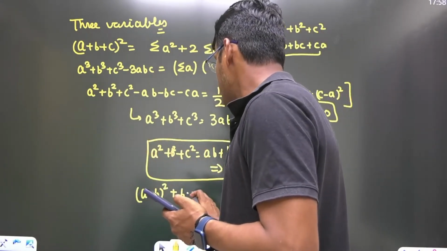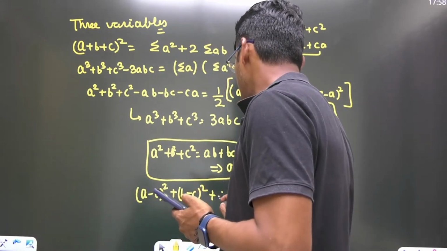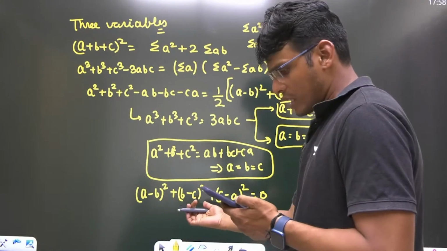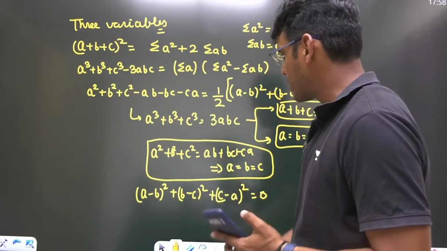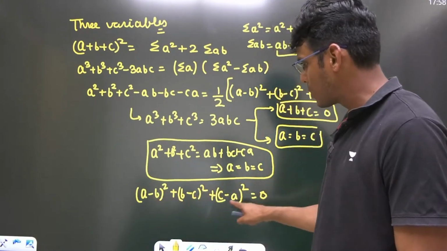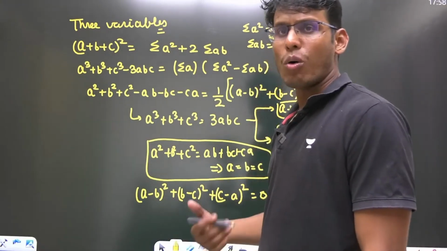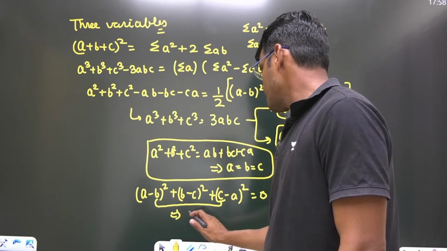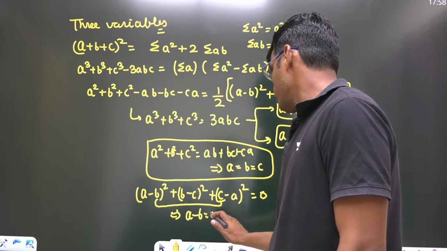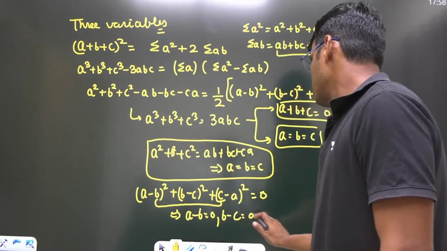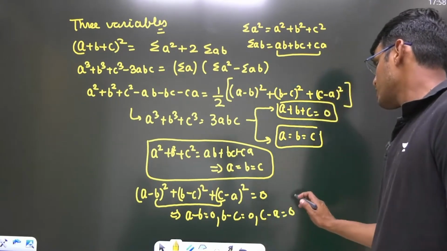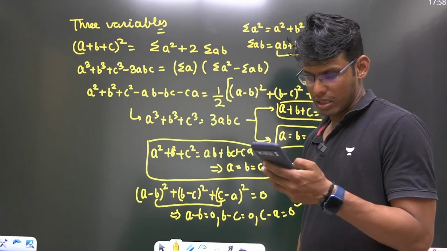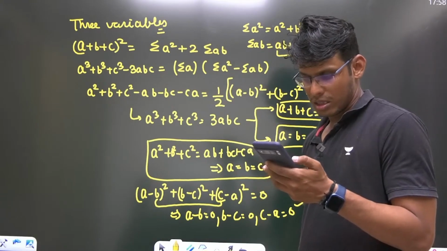Now how can a sum of perfect squares be 0? Because this is greater than or equal to 0, this is greater than or equal to 0, and this is greater than or equal to 0. So how come we have this? That is why we have A minus B equal to 0, B minus C equal to 0, C minus A equal to 0, which essentially means this, right?